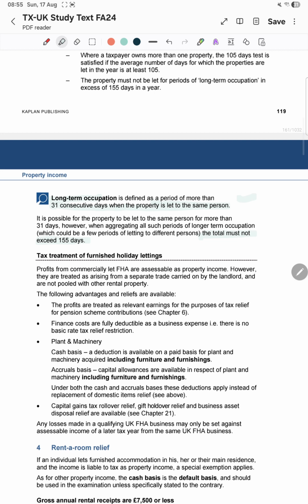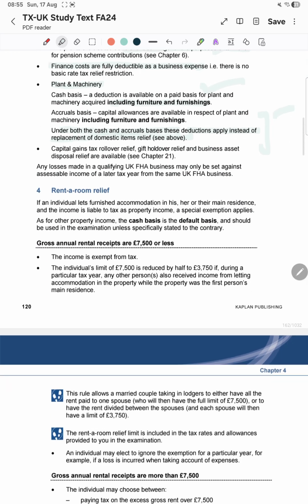Now, what is the tax treatment? Since it is treated as a business property, the profits are relevant earnings for the purpose of tax relief. Finance costs are fully deductible. Plant and machinery, including furniture and fixtures, are allowed. Then, under both cash and accrual basis, the deductions apply instead of replacement of domestic items relief, which means full cost can be deducted and it's not only about replacement.